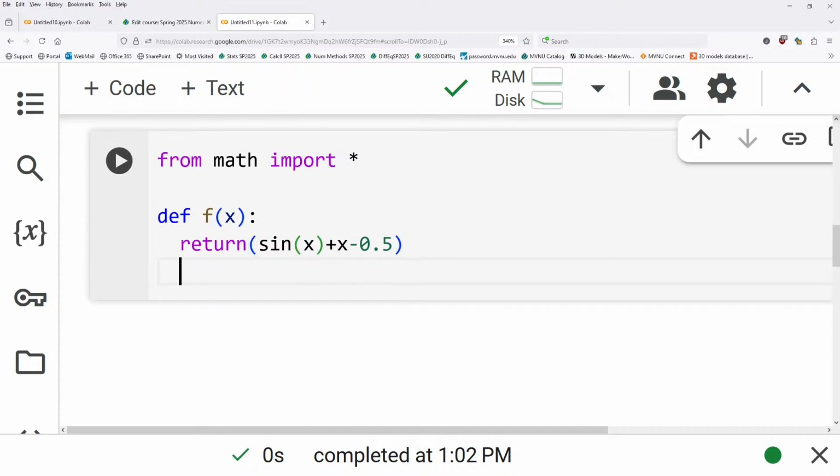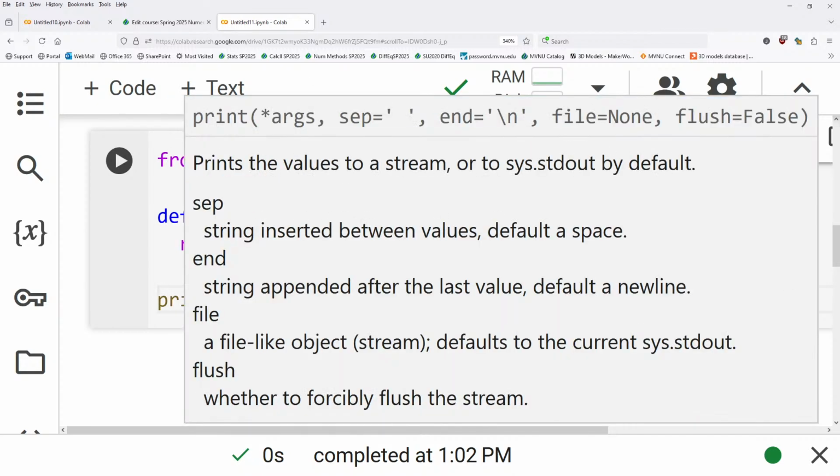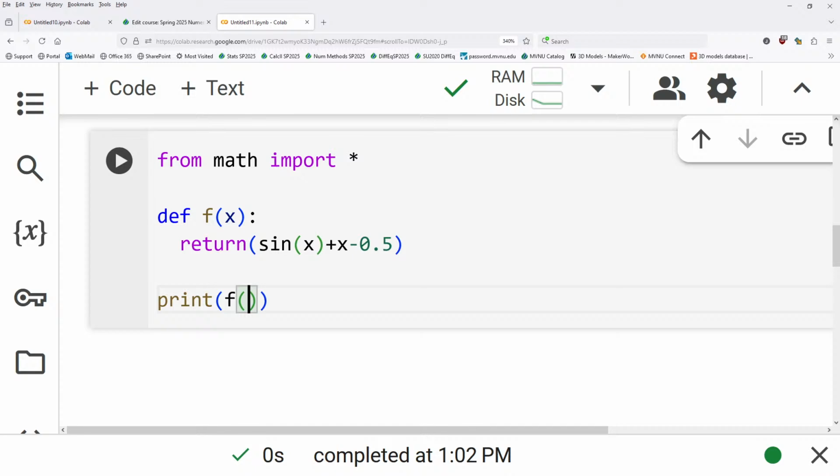Okay, so once you have this return, you need to go back, like move the cursor back over so that it's on the left-hand side so there are no spaces. And then just to experiment, we could do this: print f of, whoops, f of, and you could pick a number.